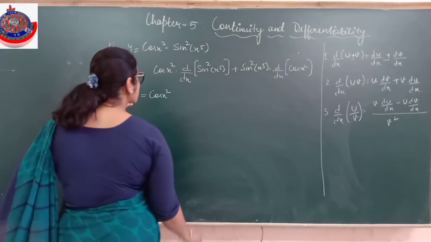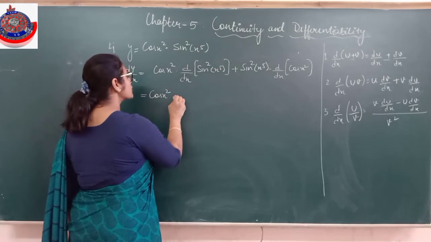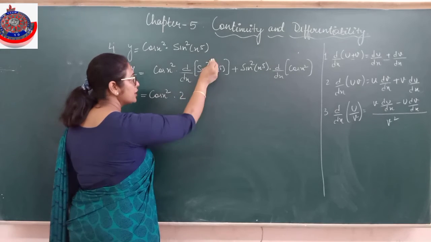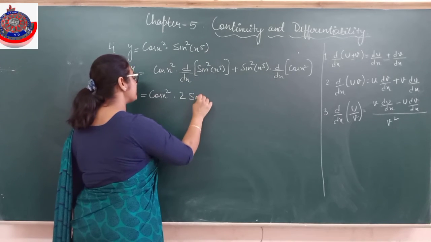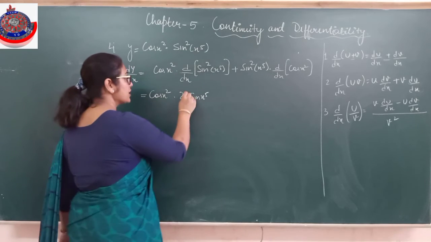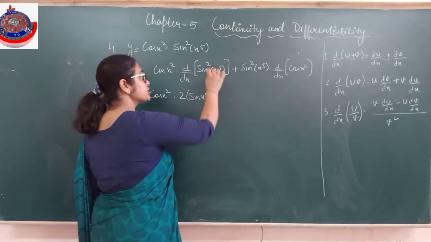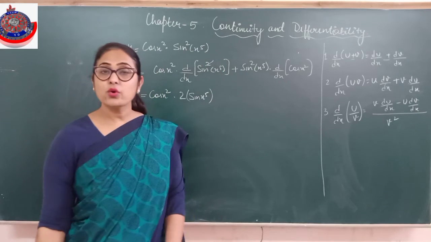Now first, what do we see in sin square x5? First the square. So I differentiate the power. Power comes in front, reduce the power by 1, so no change in the function. Reduce the power by 1, that means 2 minus 1 would be 1. The differentiation of the power is done.